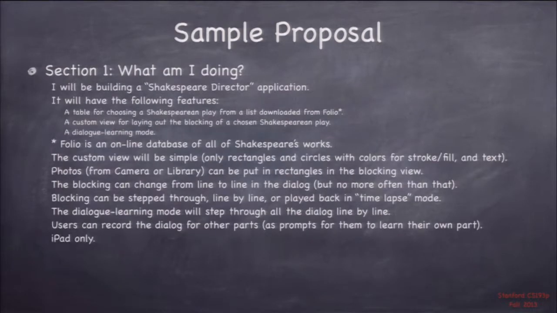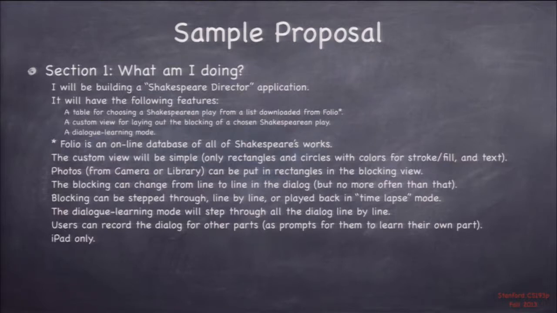Your proposal needs to have two sections in it. Okay, the first section is an overall description. What am I doing? This is best shown by example. So I have this example here, which is the Shakespeare Director app. So let's say you're a director at a theater company and you're going to be directing some Shakespeare plays, and this is an app to help you do that.